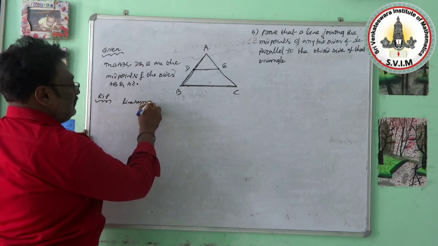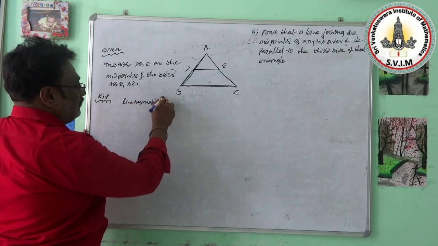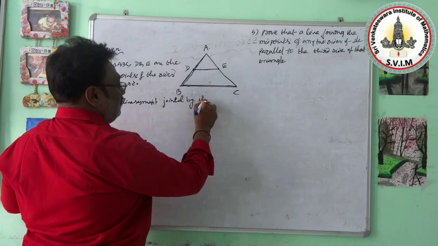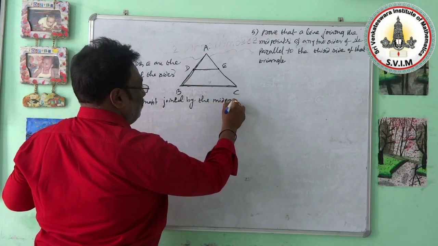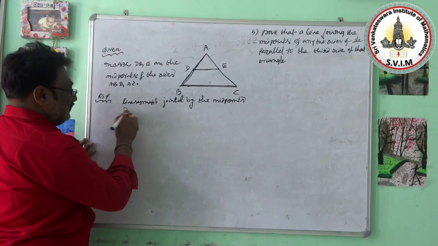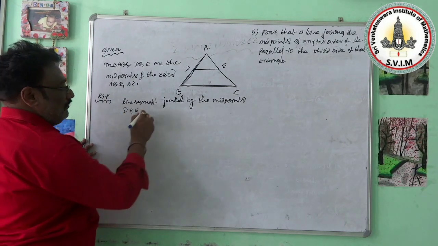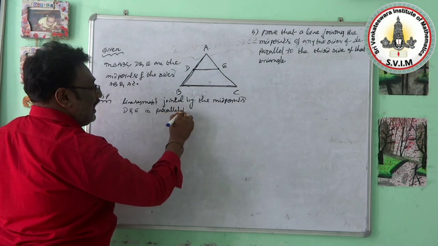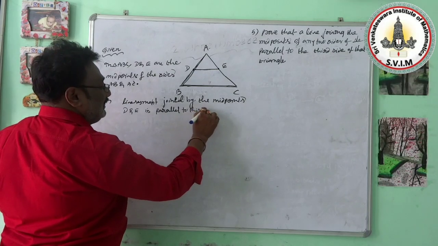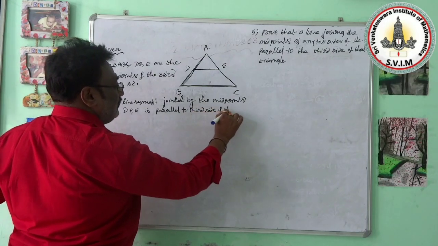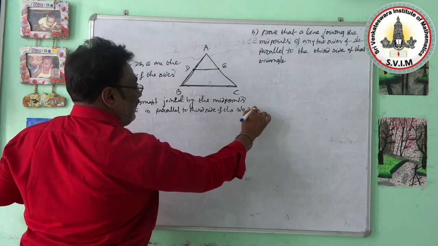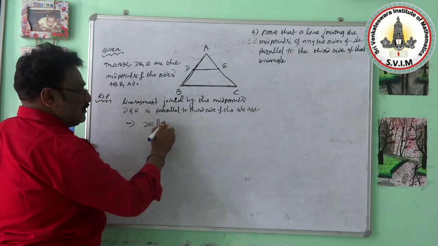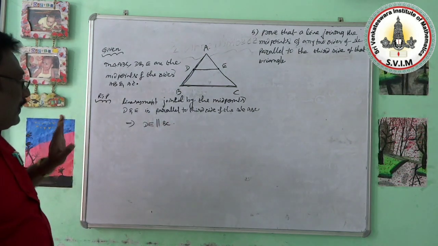The line segment joined by the midpoints D and E is parallel to the third side of the triangle ABC. That means here simply we need to prove DE is parallel to BC. That's all. Now proof.